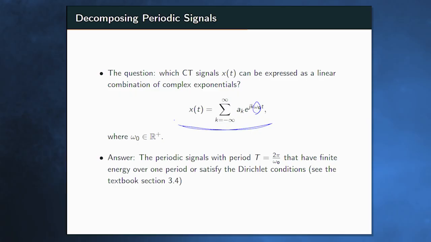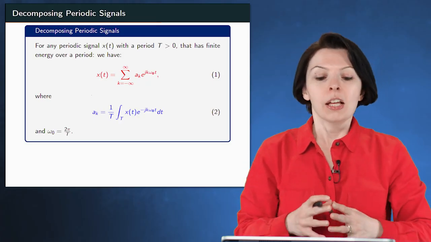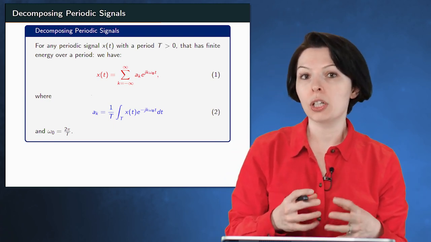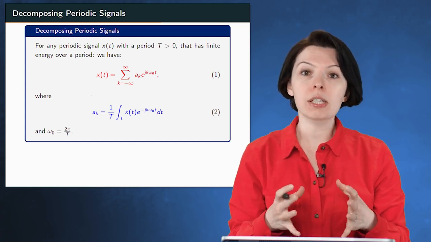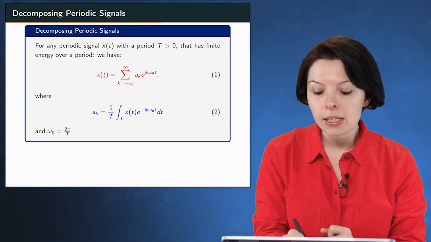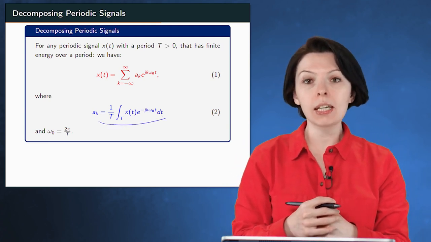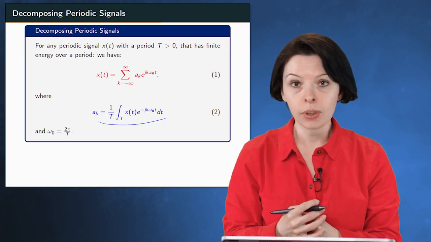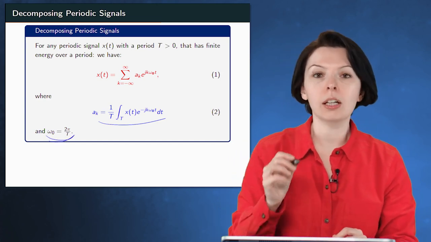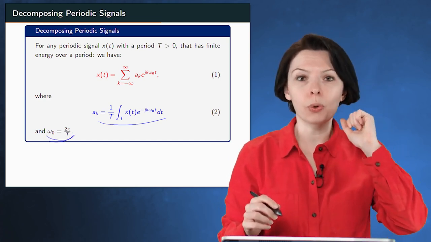Please read section 3.4 of your textbook to get more information about which signals can be represented as a linear combination of complex exponentials. Okay. For any periodic signal x of t with period T greater than 0 that has a finite energy over one period, you can write x of t as a summation of a k e to the j k omega naught t, where a k can be calculated as 1 over T, integral over one period T, x of t e to the minus j k omega naught t dt. In this expression, omega naught is 2 pi over T, and T is the period of your input signal.